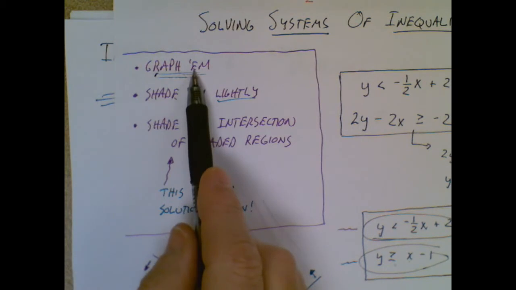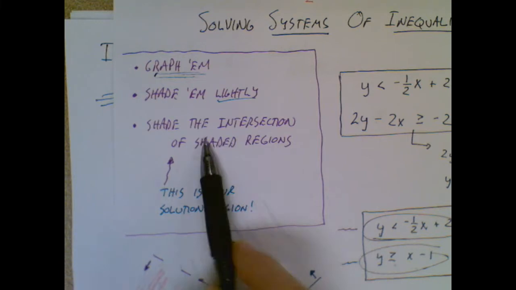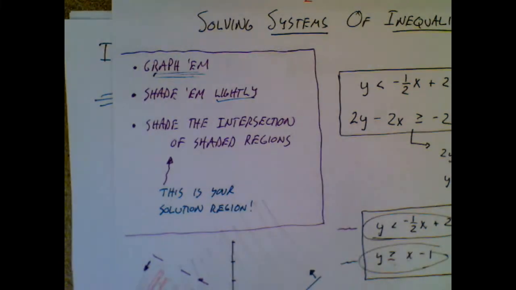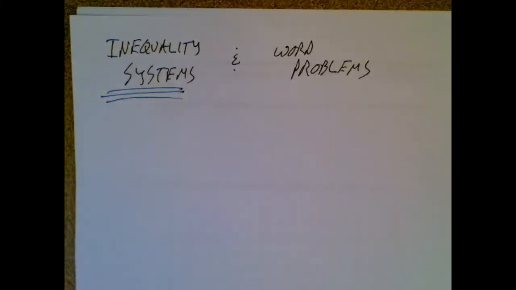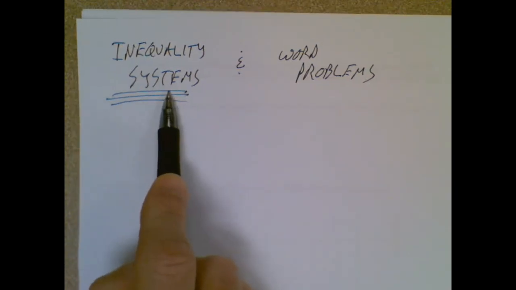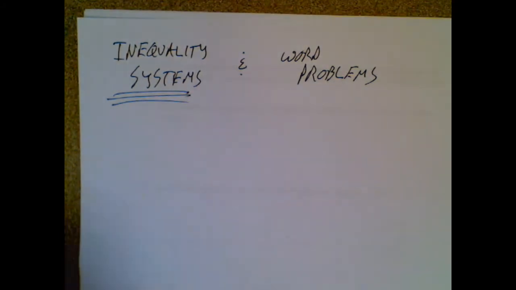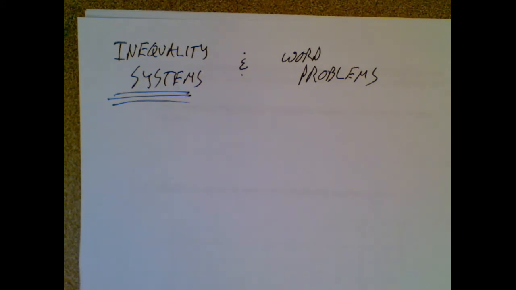You're going to graph some inequalities. You're going to shade them lightly until you find out where the shaded regions intersect, and now you have a solution region. The only difference about what's happening right now is instead of your system being handed to you, you've got to read through a scenario and build your own system. Then you follow all those steps. So really none of this is new to you. I'm just doing a video to show you how it all works together.